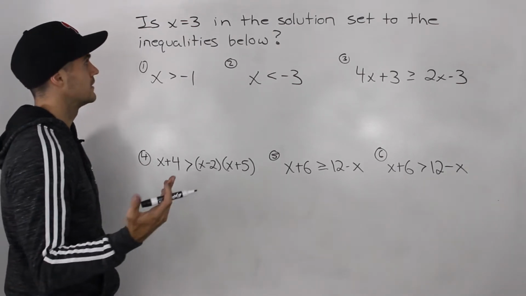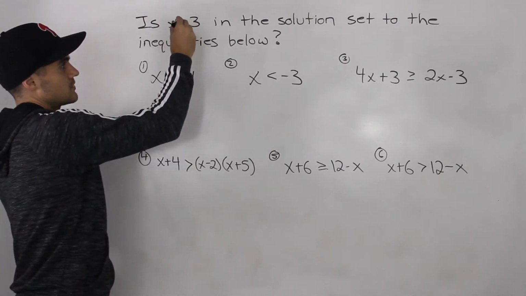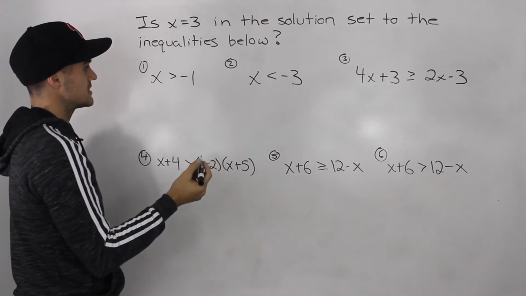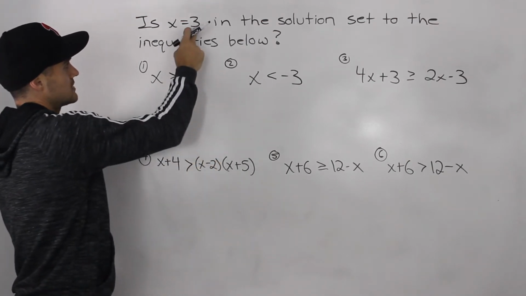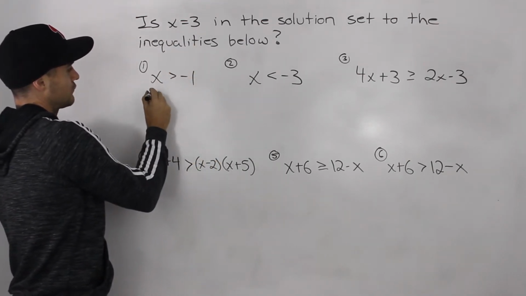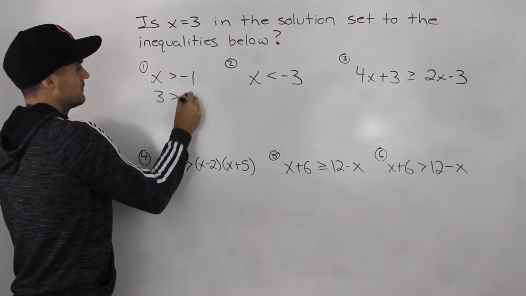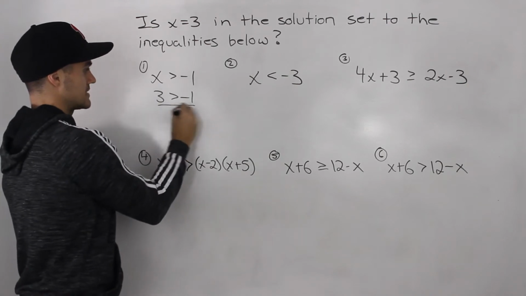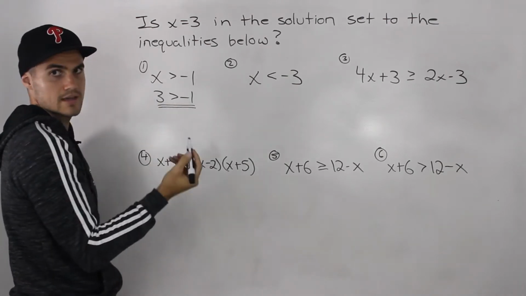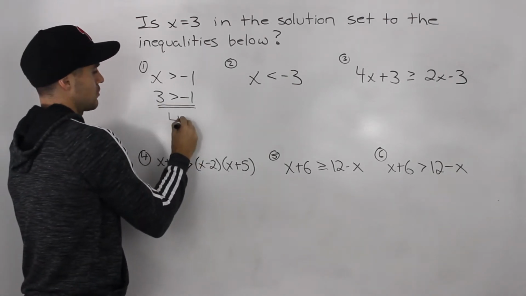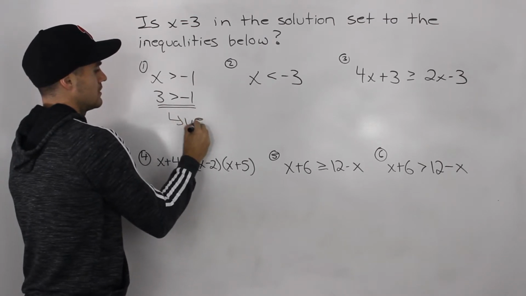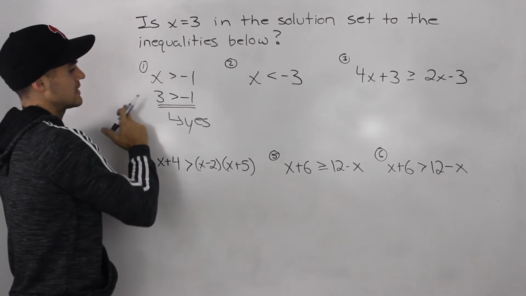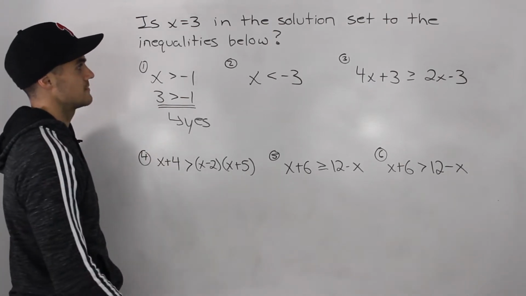All you do is you take that x value of 3 and plug it into the inequality and then just see if it makes sense. So if we take this 3, plug it in for x in this first inequality, we get 3 being greater than -1. And does this make sense? Yes, it does. So 3 is greater than -1. So the answer for the first one, x equals 3, is in the solution set.